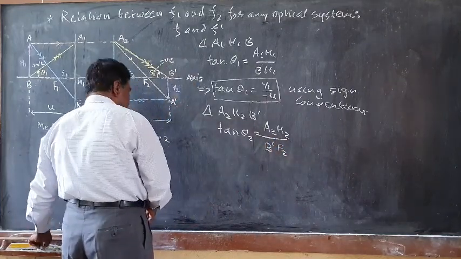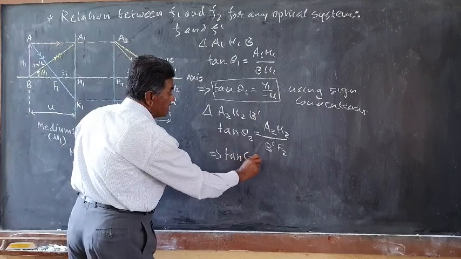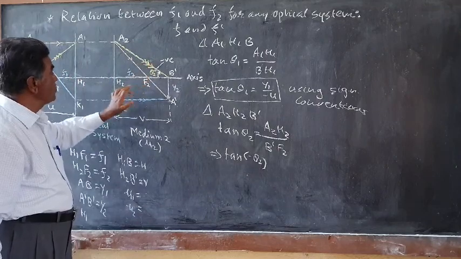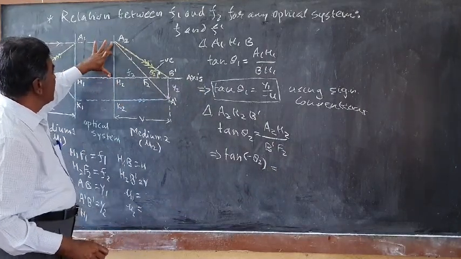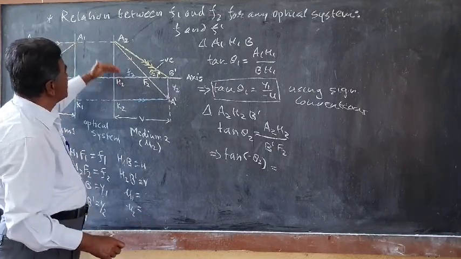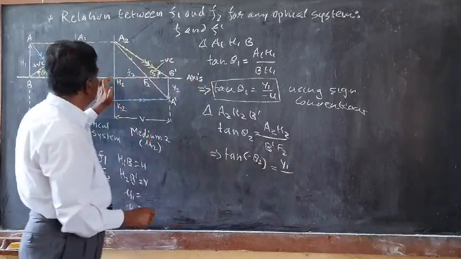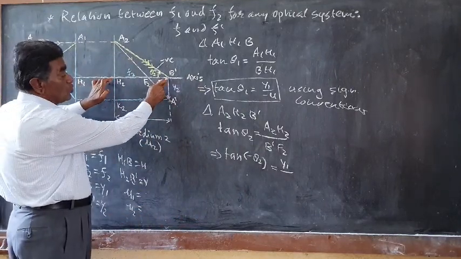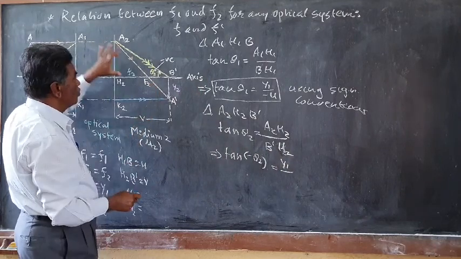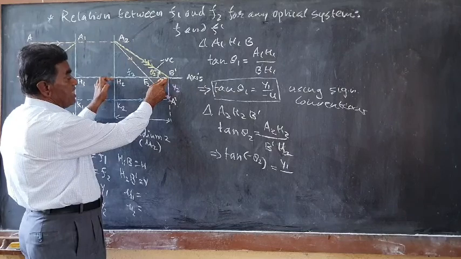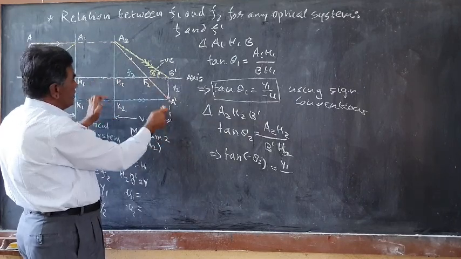Now by using sign conventions we can write tan of minus theta 2, because this angle theta 2 using sign convention is always negative. So this will be equal to E2 S2, which is nothing but this, and again you are getting y1, and this distance lies above the principal axis so it can be taken as positive. So this is y1 divided by B dash H2, not F2. B dash H2 is this side, and tan theta 2 is equal to this side divided by this total side. This B dash H2 is found to be equal to this distance v.